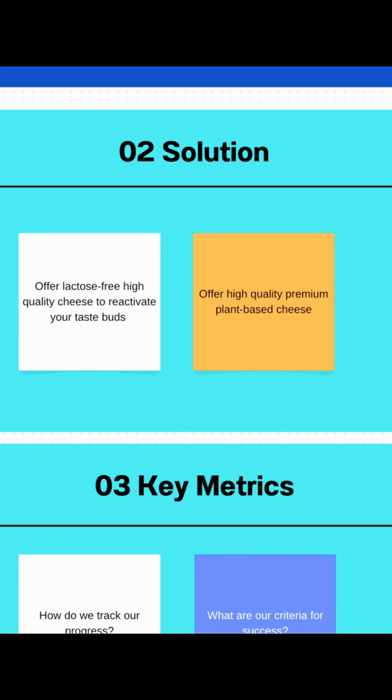The solution generally addresses the identified problems that your customers face. For our startup, the 3 features could include high protein, lactose-free soybean cheese, affordable pricing compared to traditional cheese in the market, and sustainable production processes with minimal carbon footprint. These features must directly solve the problems identified and appeal to your target market.